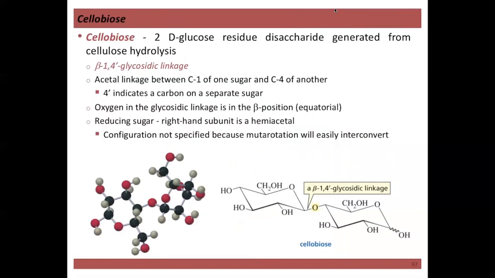Okay, here is another linkage. So this one is a beta 1,4 linkage like lactose, but here we're linking 2 glucose units together. And so this is actually the disaccharide you get if you took cellulose and broke it down to just 2 glucose units.